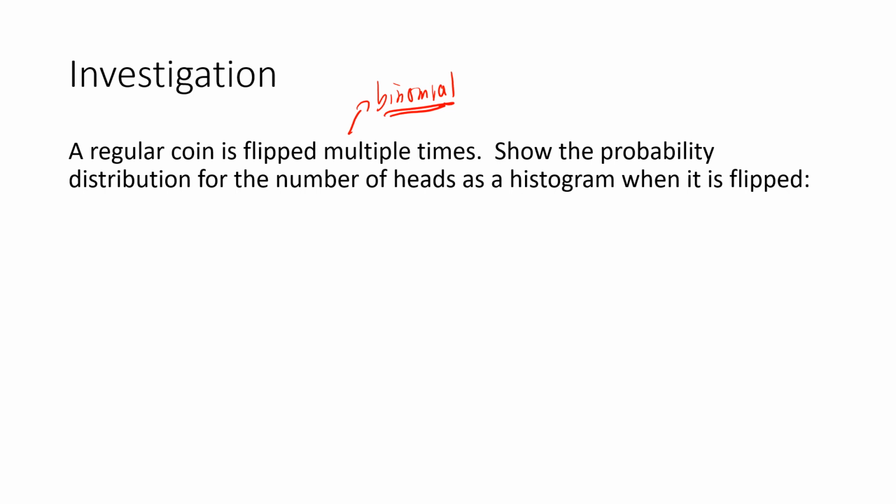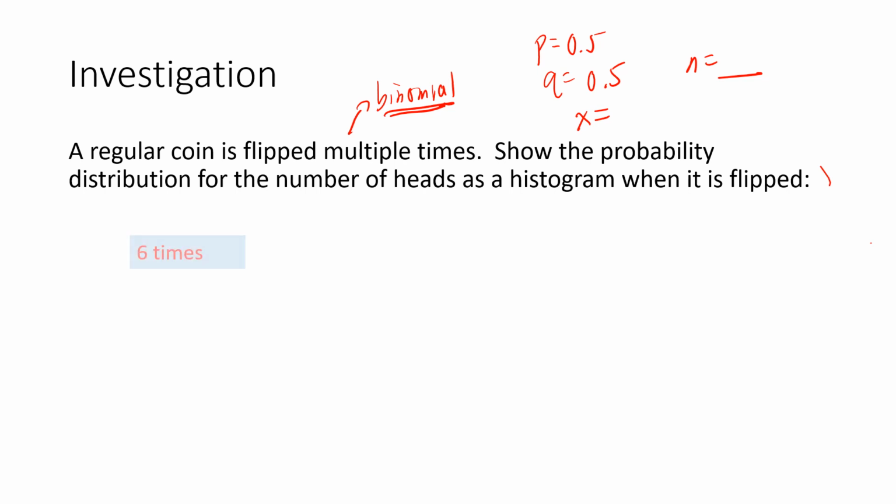Binomial distributions are characterized by independent events in which we have two outcomes, success or failure. In this case, the probability of success is 0.5. We have a 50% chance of getting heads. The probability of getting a failure is also 0.5. Our random variable x would be the number of successes, and we are going to have different experiments where we have different numbers of trials.